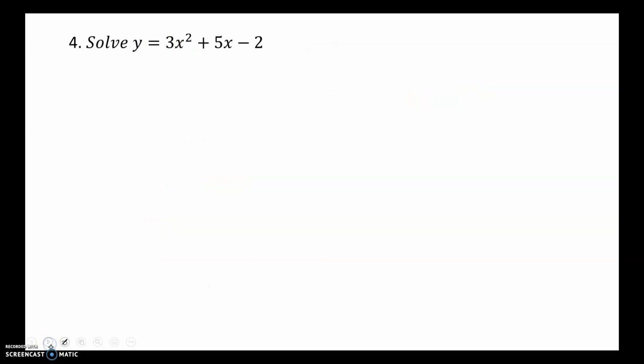All right, do I have one more in here? Okay, so now solve. So here I am again. I'm using the 4th phrase. Okay. Solutions, x-intercepts, roots. Okay, so I'm going to set y equal to 0. Now I am going to check to see if this is factorable. A is 3, B is 5, C is negative 2.